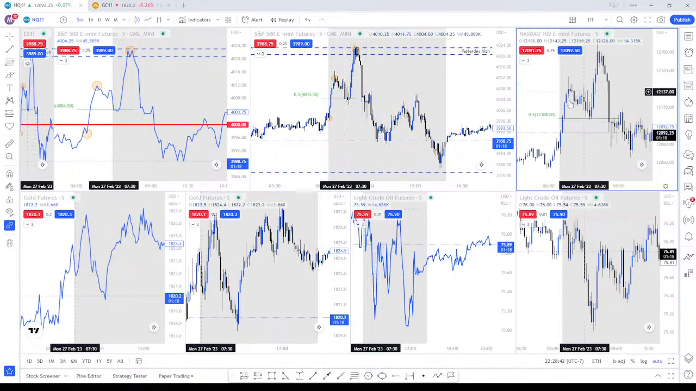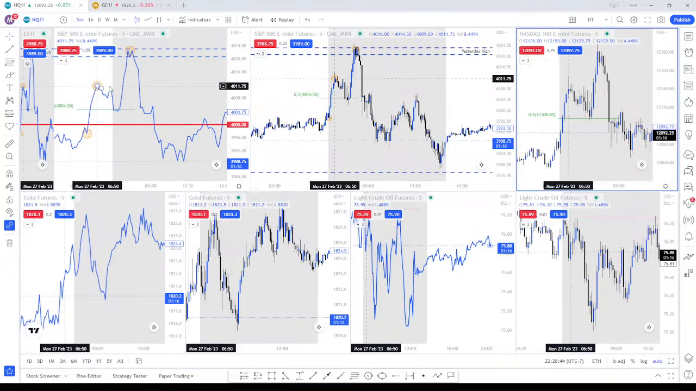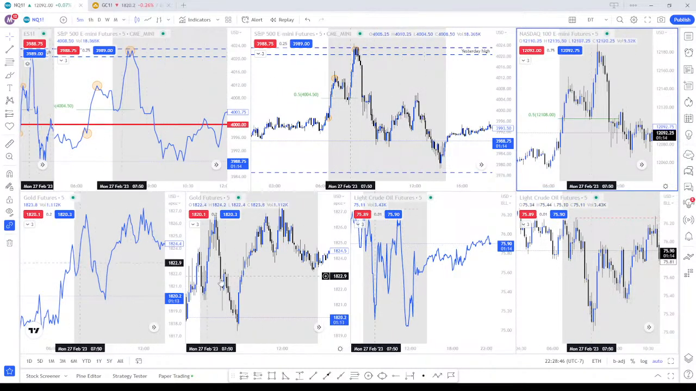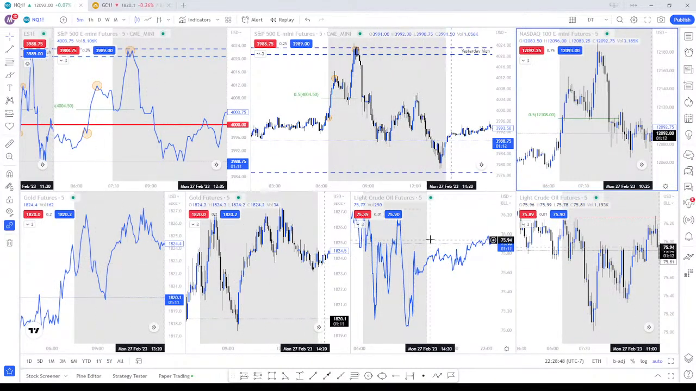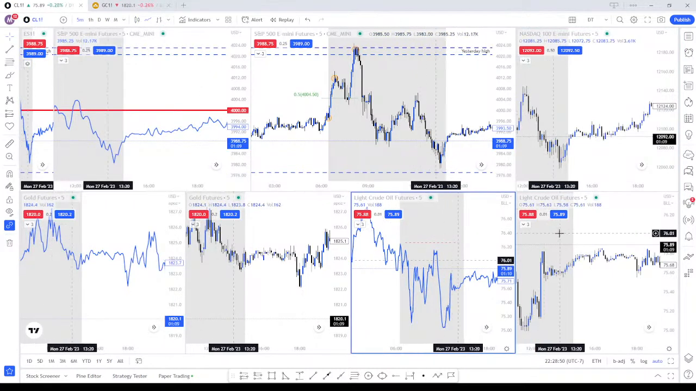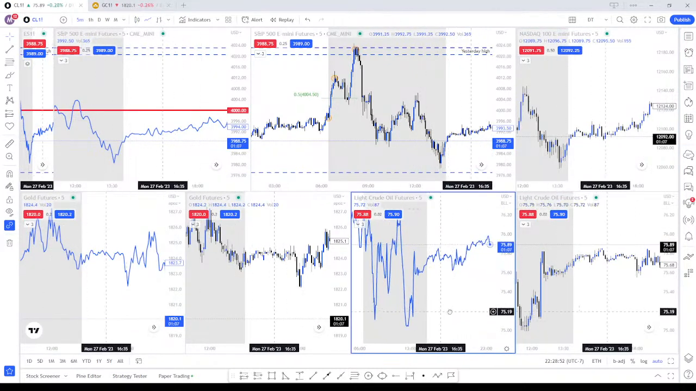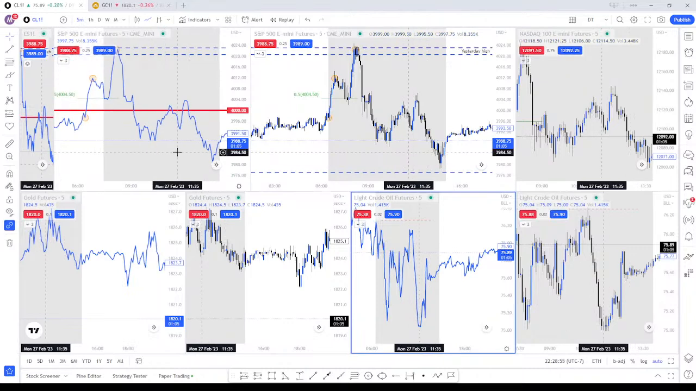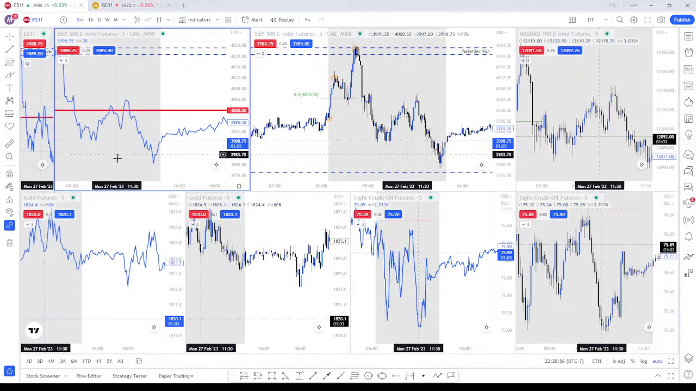I have the NQ here. I have the ES here. We have the line chart for the ES here. Line chart for gold. Gold candlestick. Crude oil line chart. And then crude oil candlestick right there. Not bad at all.